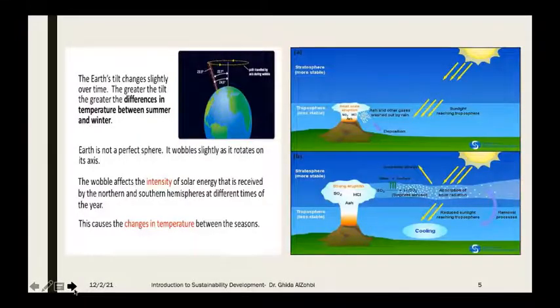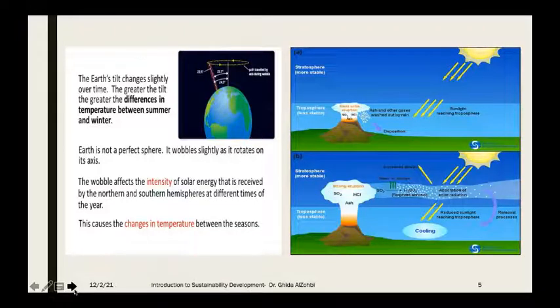How can Earth tilt affect the climate? Earth tilt changes slightly over time, and the greater the tilt, the greater the differences in temperature between summer and winter. Earth is not a perfect sphere. It wobbles slightly as it rotates on its axis, and the wobble affects the intensity of solar energy that is received by the northern and the southern hemispheres at different times of the year. And this causes the changes in temperature between the seasons.